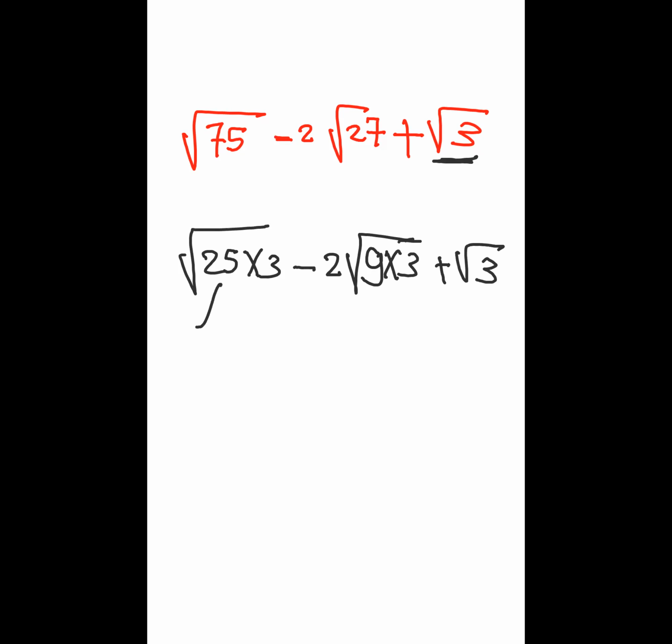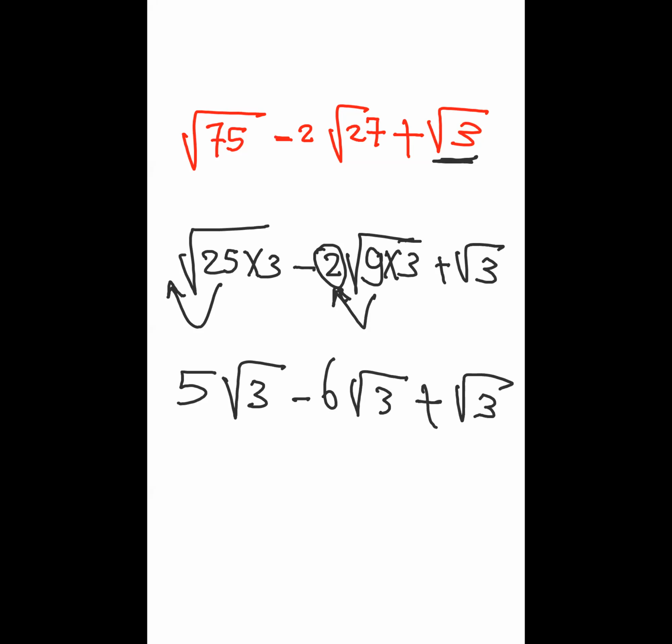So here, 25 outside the square root means 5 square root of 3, minus 9 outside the square root means 3 times this 2 means 6 square root of 3, plus the square root of 3. So 5 minus 6 means negative 1, plus 1 means this one will equal 0.